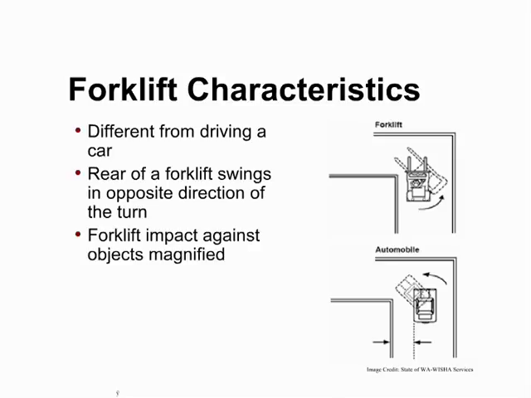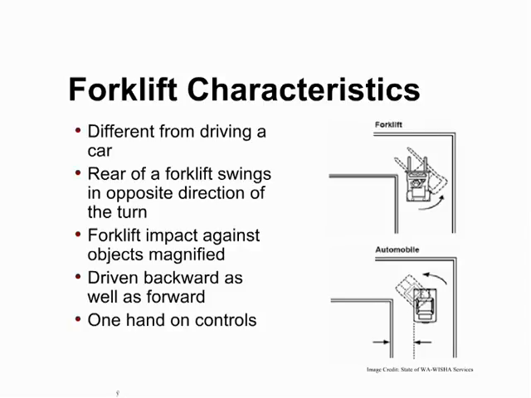The impact of a forklift when hitting other objects is magnified compared to a car because of its greater mass. A forklift hitting an object at 5 miles per hour does the same damage as a car going 30 miles per hour. Forklifts are often driven backward, especially when unloading cargo or when carrying a load that obstructs the forward view. The final difference between a forklift and a car is that forklifts are operated with one hand on the wheel and the other hand on the controls.